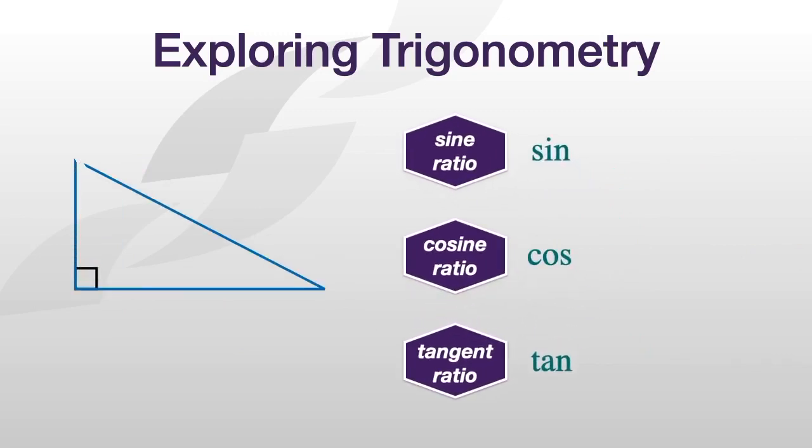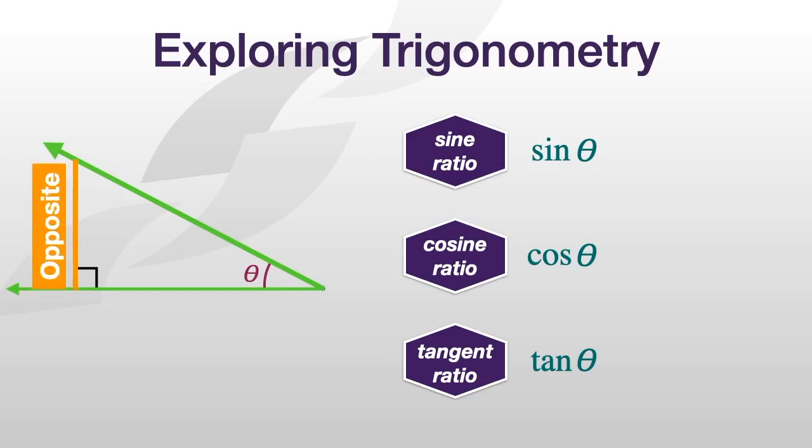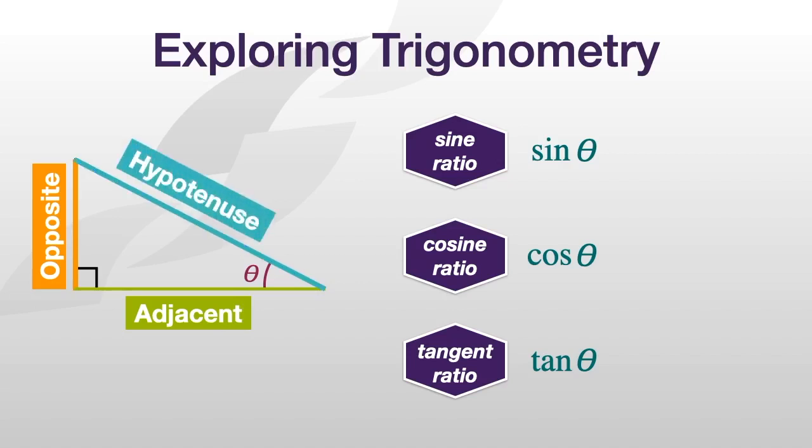Let's generalize these ratios for any triangle. We begin with an angle, and a common variable that is used for an angle is the Greek letter theta. An angle measures the rotation between 2 rays. The side of the triangle that these rays extend to is called the opposite side. The shorter side right next to the angle is called the adjacent side. The longest side is called the hypotenuse.